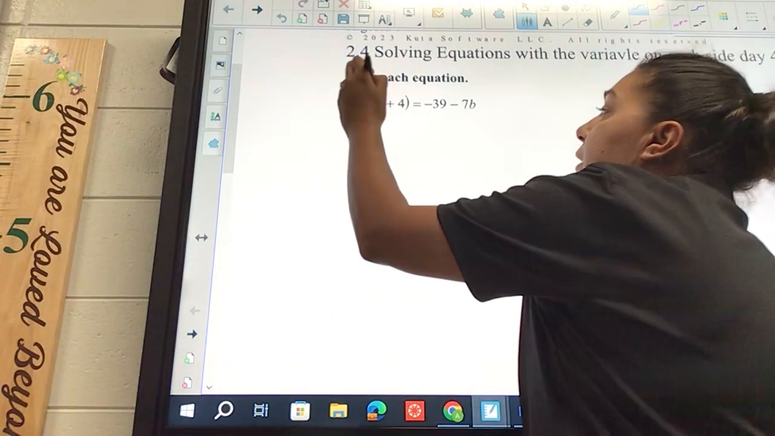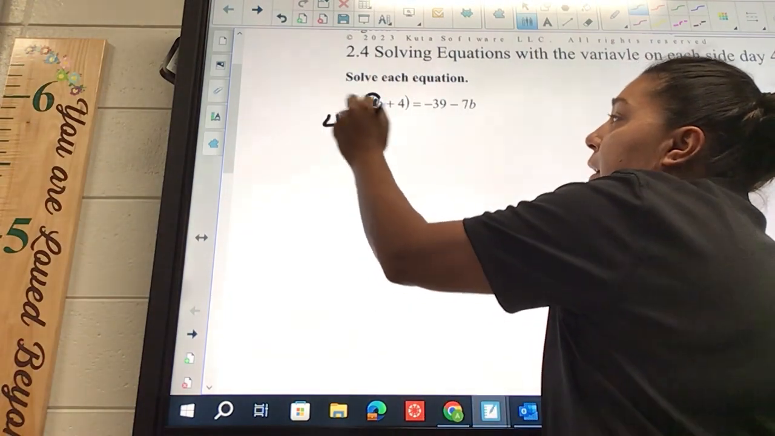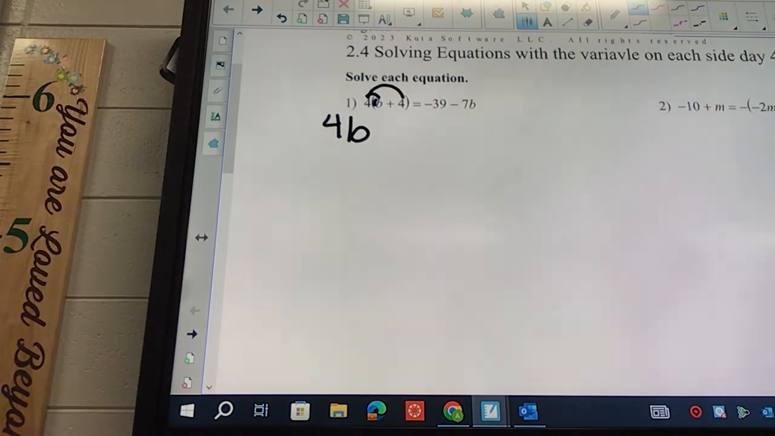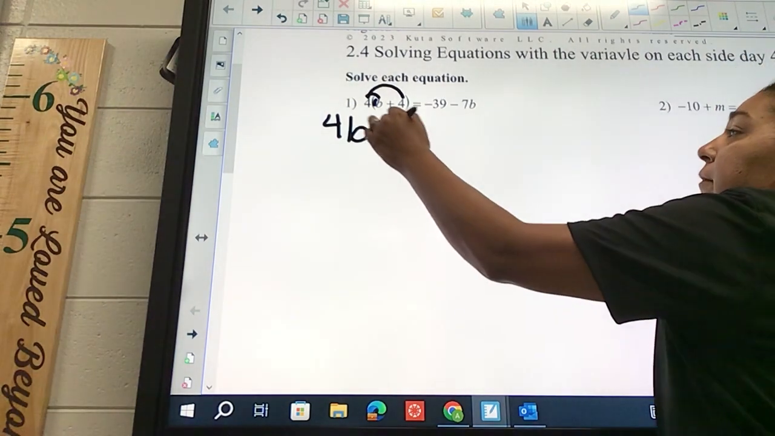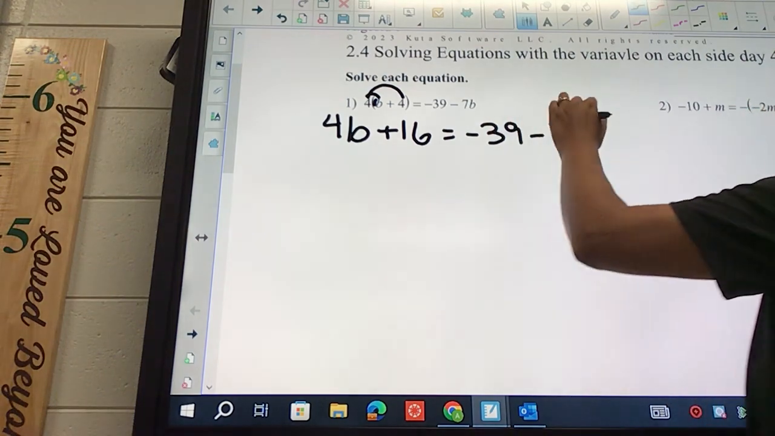Okay, put your phones up, iPads up. Okay, so we can go ahead and say 4 times 1, because there's really a 1 there, which is 4b. 4 times 4 is going to be 16 equals negative 39 minus 7b.